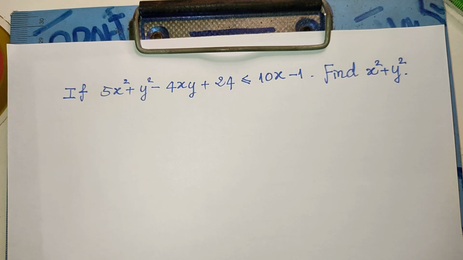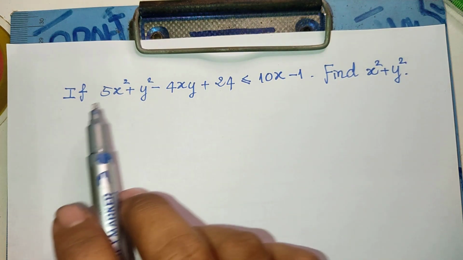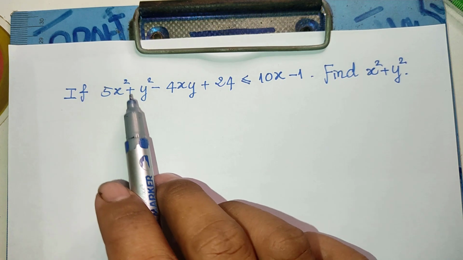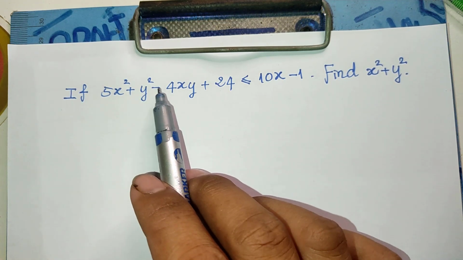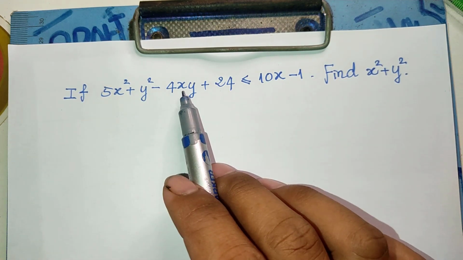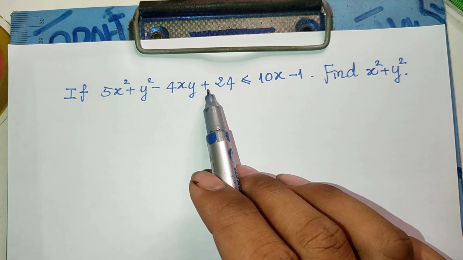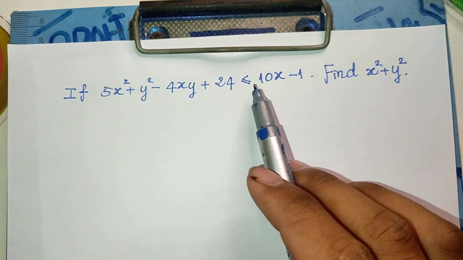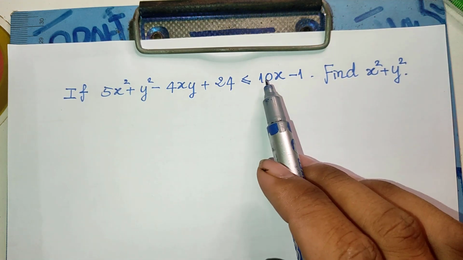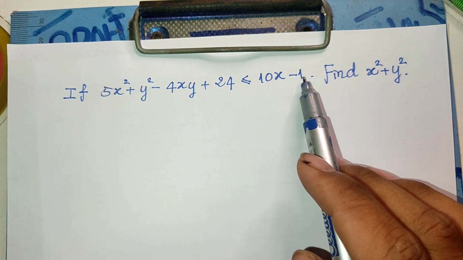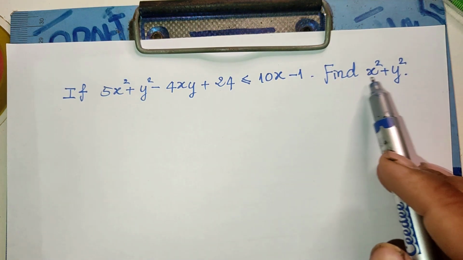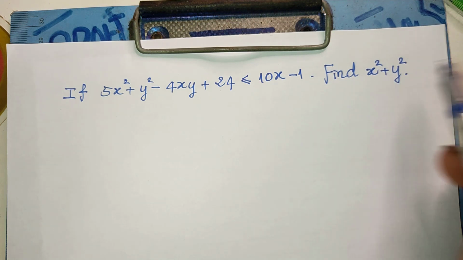Today I have one exercise. If 5x squared plus y squared minus 4xy plus 24 is smaller than or equal to 10x minus 1, find the value of the expression x squared plus y squared. Do you know how to show this? If you know, please do it.